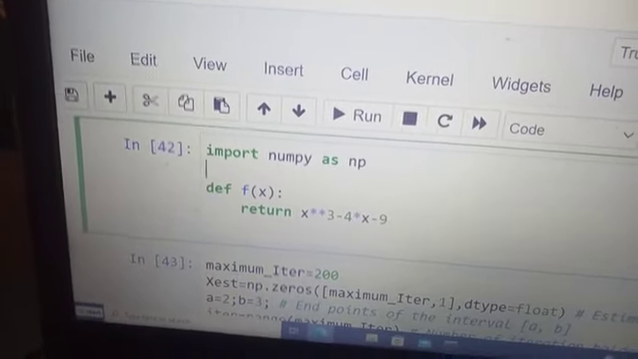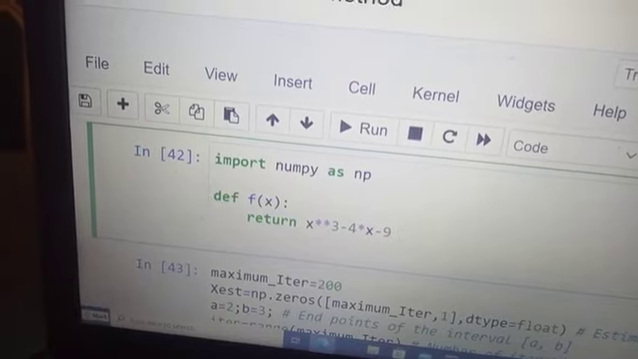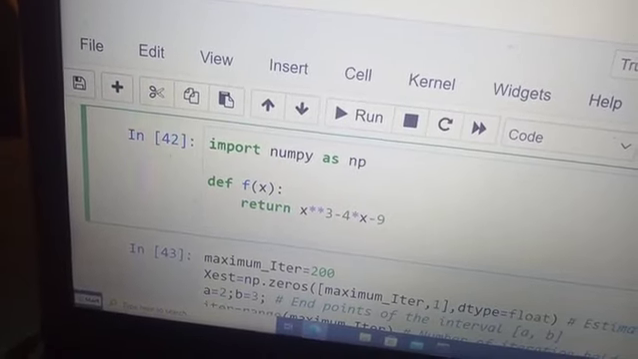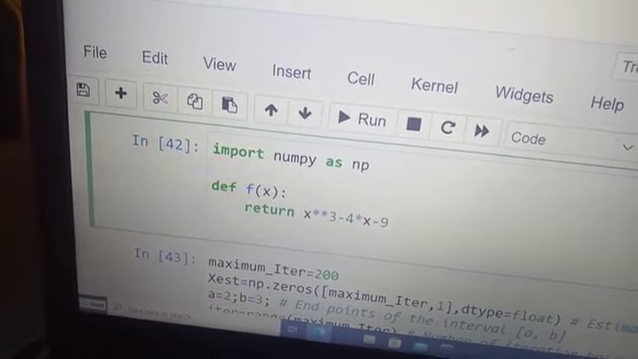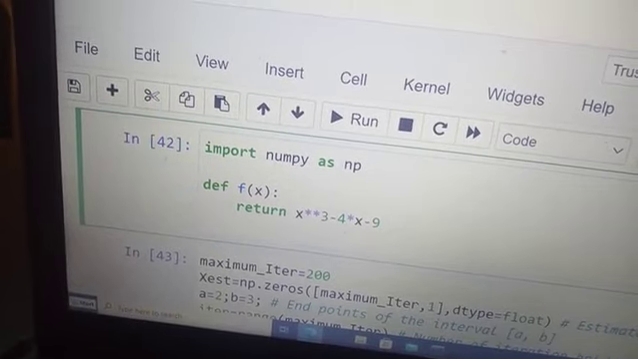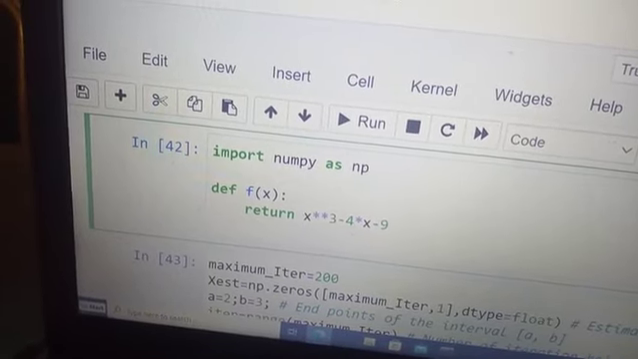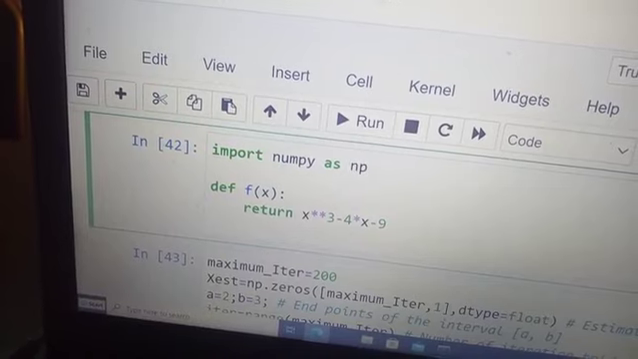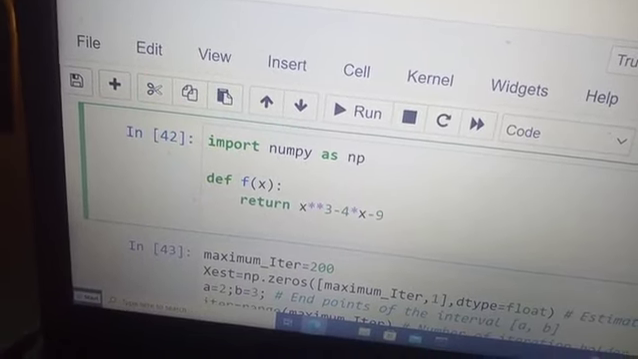This will help us do the calculations, and then we define the function f of x. In this case, our f of x is equal to x cubed minus 4x minus 9. Our intention is to find the root of f of x equal to 0 between a given interval.